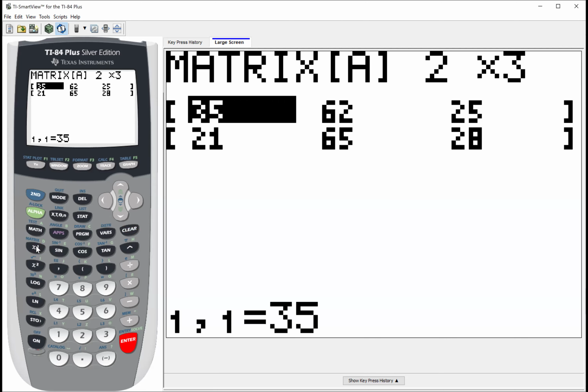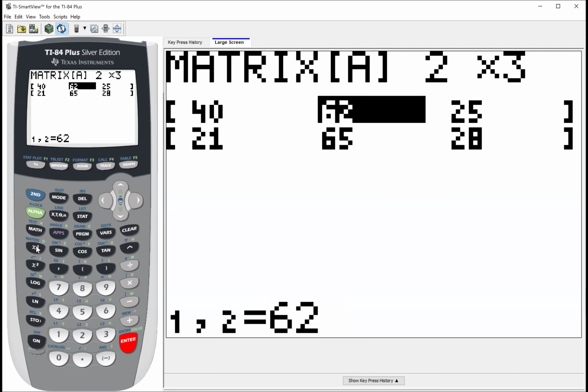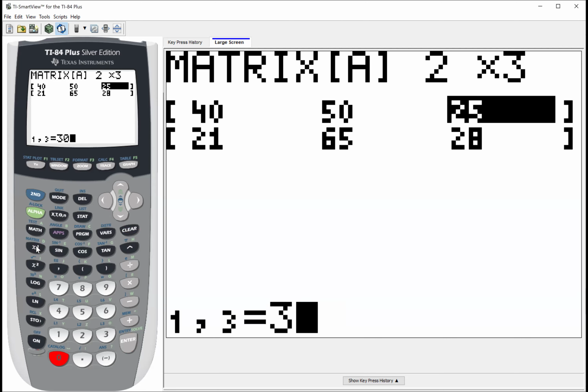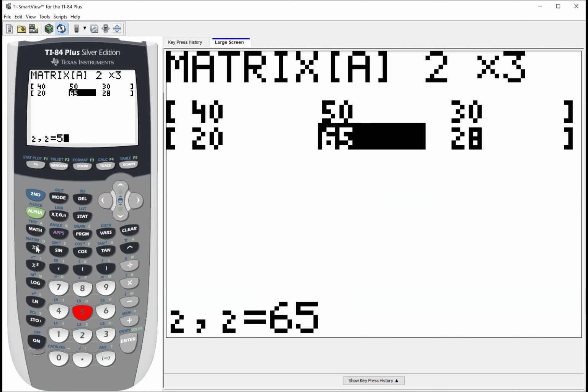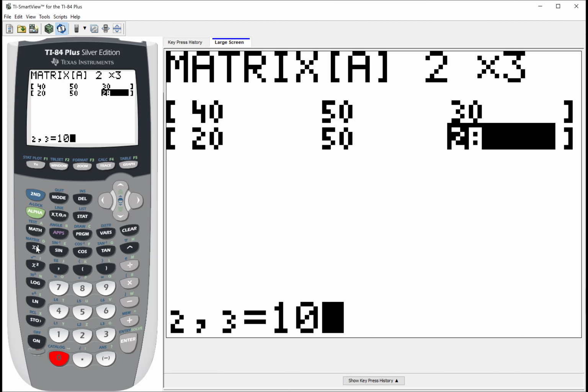We're not changing the 2 by 3. And now we could just start entering the observations. So we had 40. When you hit enter, it automatically arrows to the right. So then that next cell was 50. The next cell was 30. The bottom one in the second row was 20. Then we had 50 again, and then 10. So this is what our contingency table looks like as a matrix.